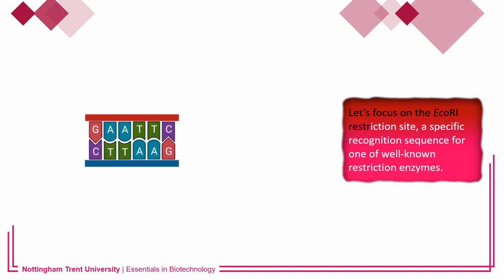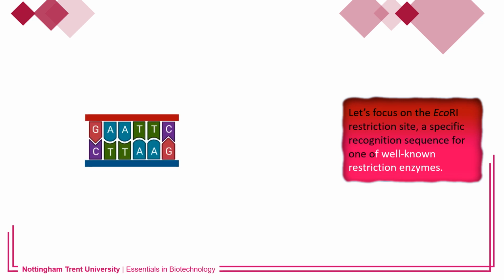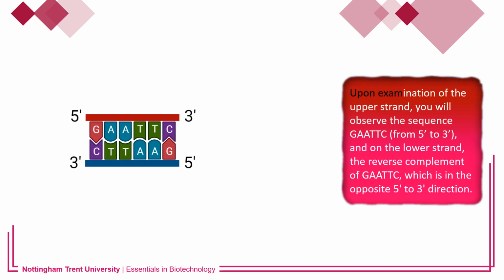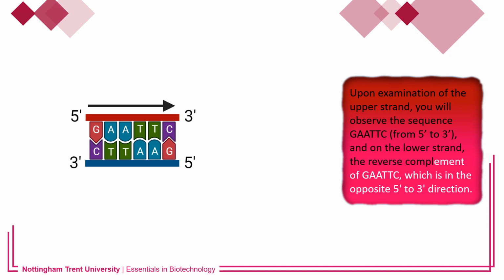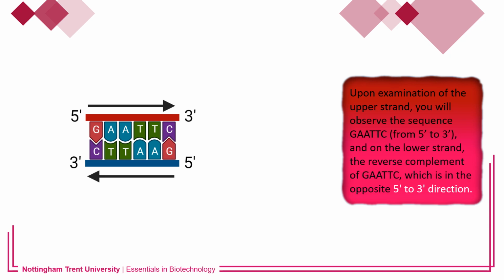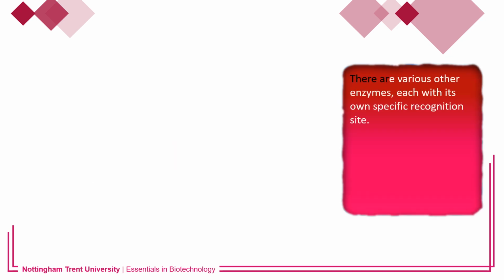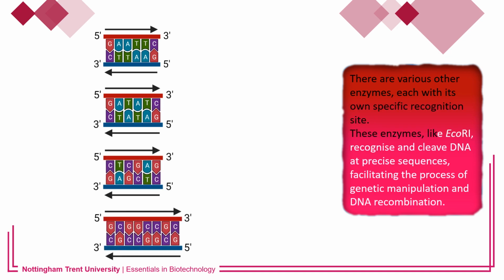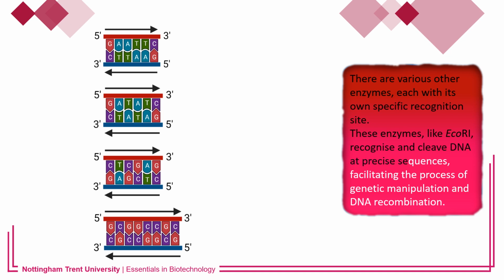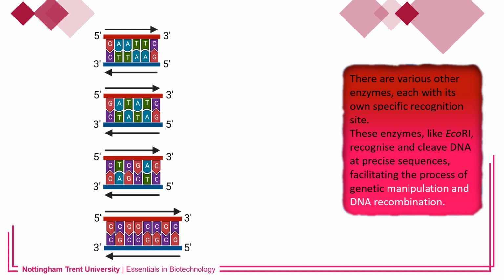Let's focus on the EcoR1 restriction site, a specific recognition sequence for one of the well-known restriction enzymes. Upon examination of the upper strand, you will observe the sequence GAATTC, from 5' to 3', and on the lower strand, the reverse complement of GAATTC, which is in the opposite 5' to 3' direction. There are various other enzymes, each with its own specific recognition site. These enzymes, like EcoR1, recognize and cleave DNA at precise sequences, facilitating the process of genetic manipulation and DNA recombination.